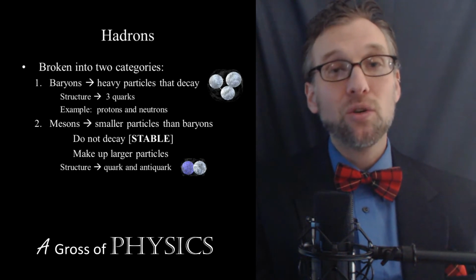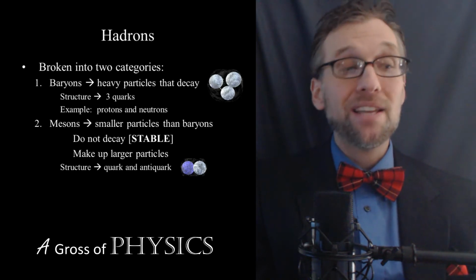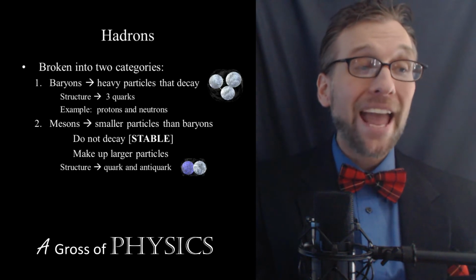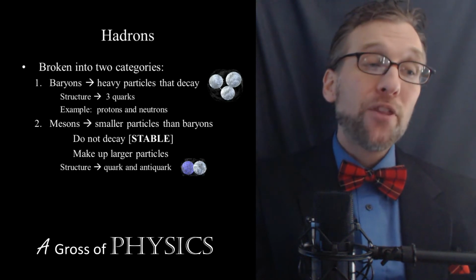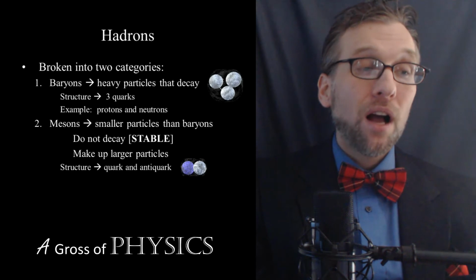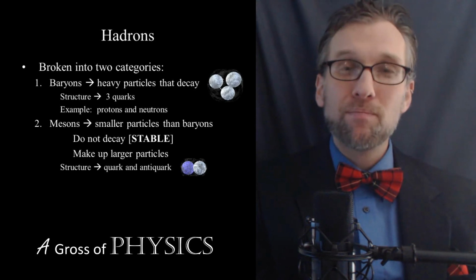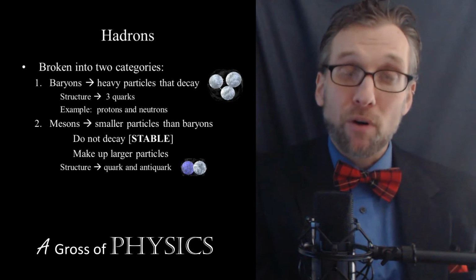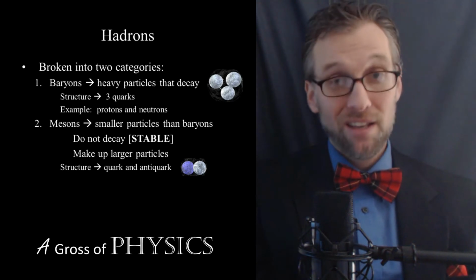But let's get back to the different types of hadrons. The other type is a meson. And they are stable. They don't decay. But they're made up of a quark and an anti-quark. And they are building blocks that make even larger particles. And we're finding out about new particles, it seems, weekly.